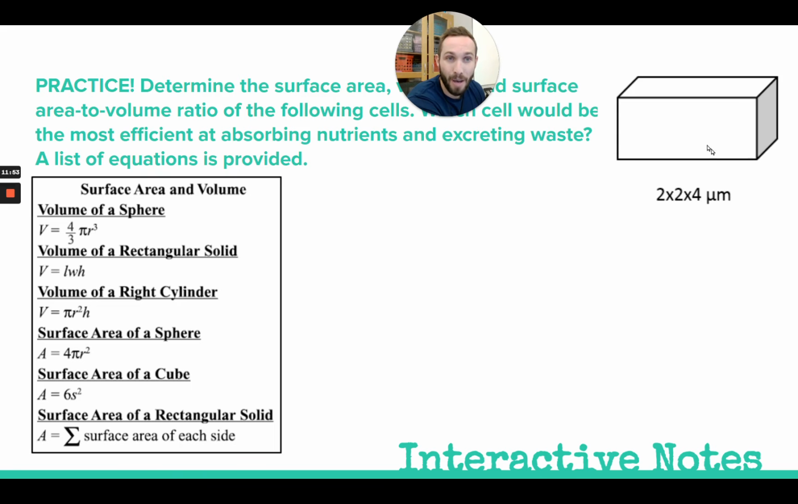And then it looks like the top and the bottom are also the same. This is also 2 by 4 up here, which is 8 square micrometers. And then the bottom that you can't see is also 8. And so there's 4 sides that have a surface area of 8. So you would add that all up. But then the left and the right side of this picture is a square, actually. It's 2 by 2. That's 4. And then this other side is also 2 by 2, which is 4. So anyway, find the area of each side, and then add it all together.